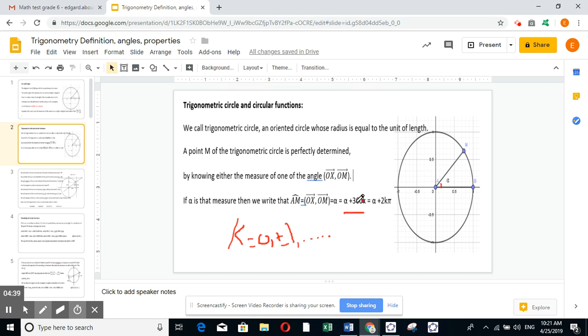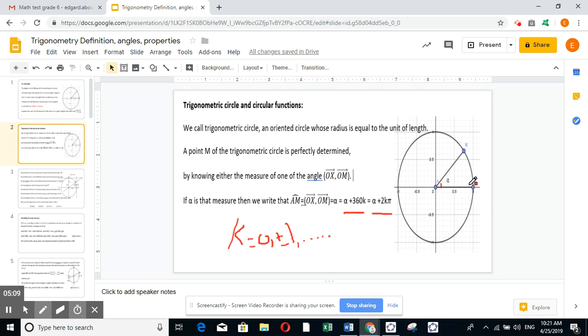So if k is 0, it means you go directly to alpha. If k is 1, you do 1 rotation, then go to alpha. If k is minus 1, you do a negative rotation, clockwise, then plus alpha. If k is 2, you do 2 rotations, then go to alpha. If k is minus 2, two rotations but negative, the opposite, going to alpha. Or you can go by radian. This is the same. For example, if k is 0, alpha directly.